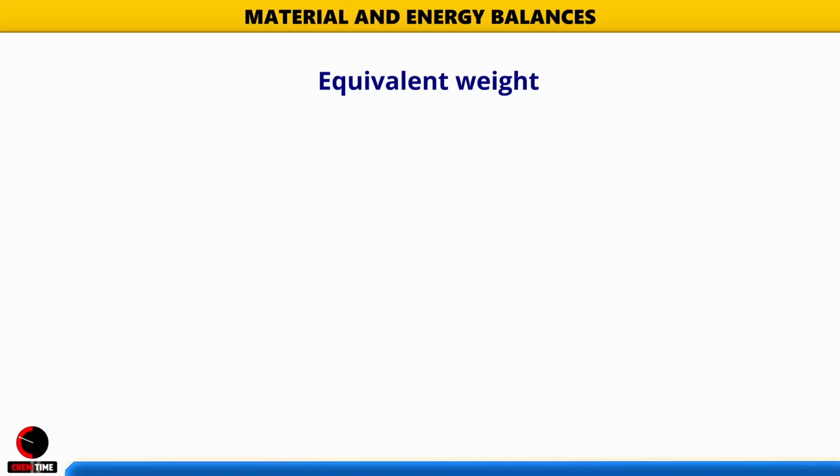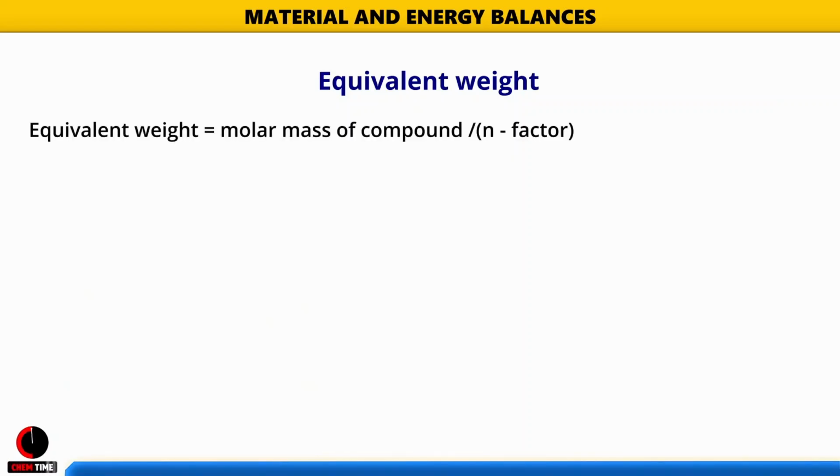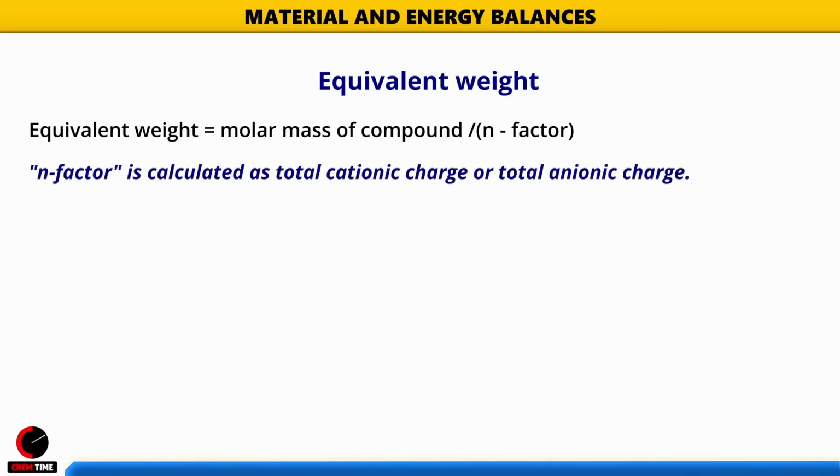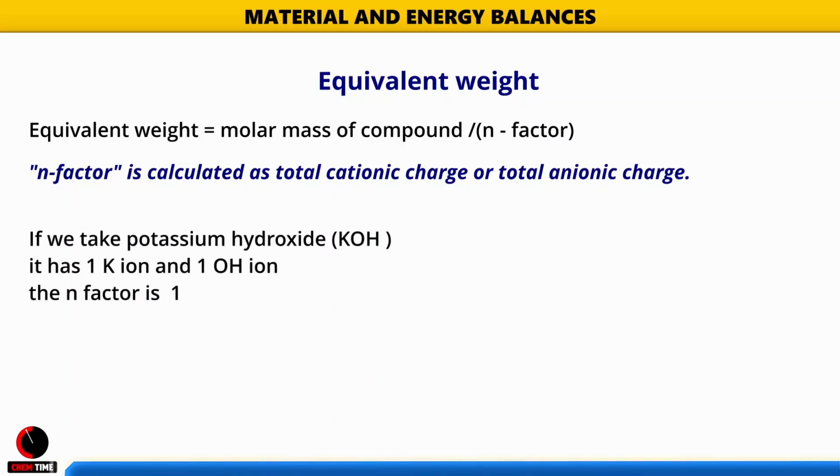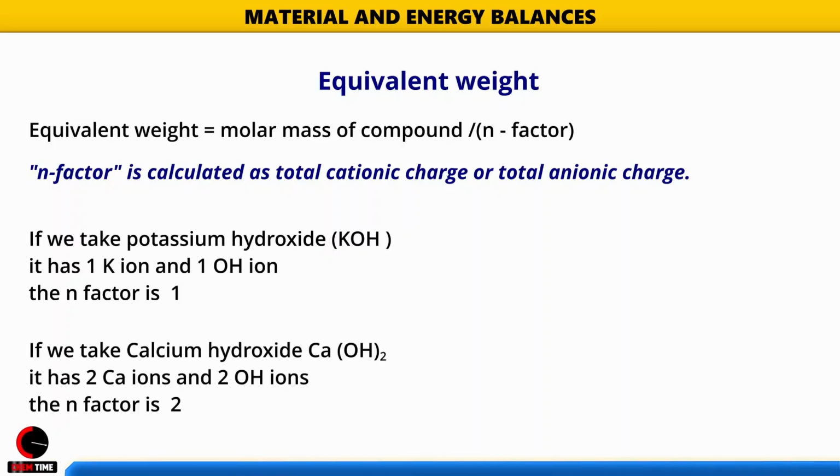Equivalent weight can be calculated from the knowledge of molar mass as equivalent weight is equal to molar mass by n factor. And this n factor is calculated as total cationic charge or total anionic charge. For example, if you take potassium hydroxide, it has one potassium ion and one hydroxide ion. So the n factor will be 1. If you take calcium hydroxide, it has got the charge on calcium as 2. So the n factor will be 2.